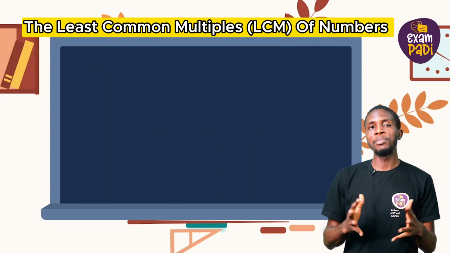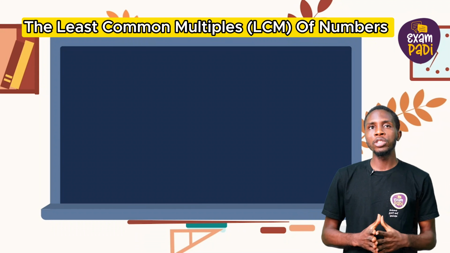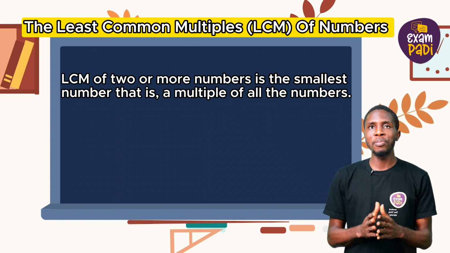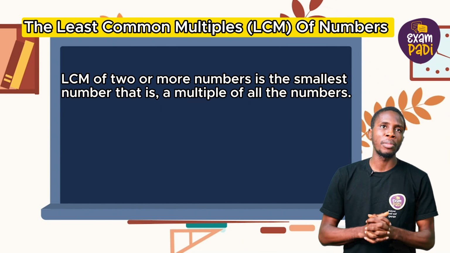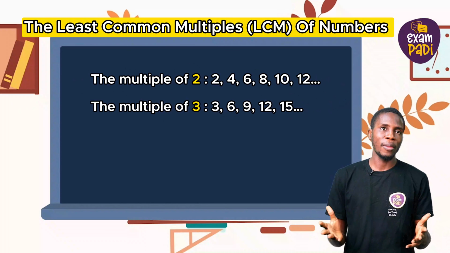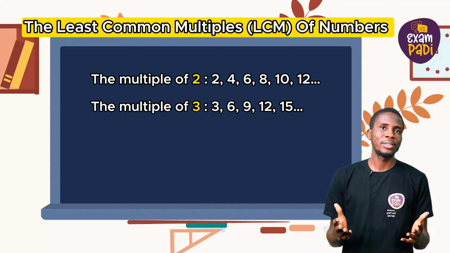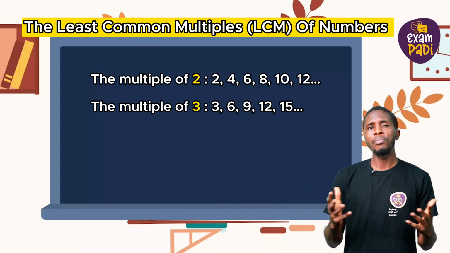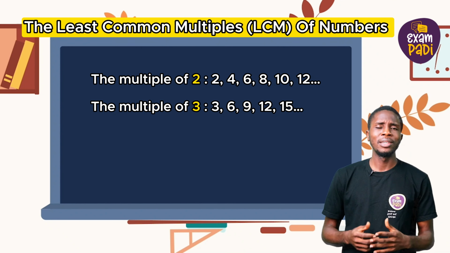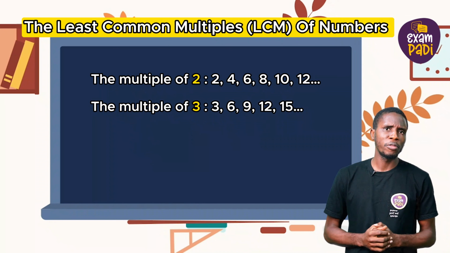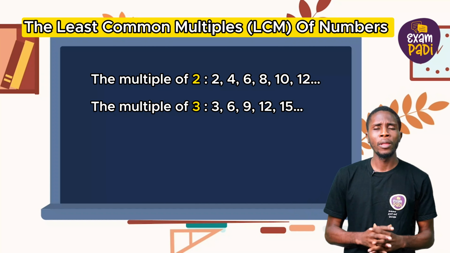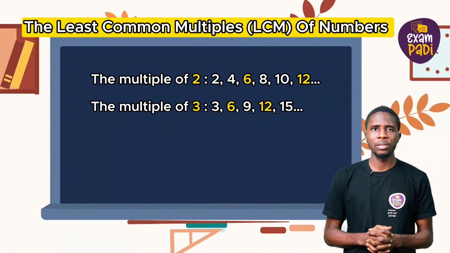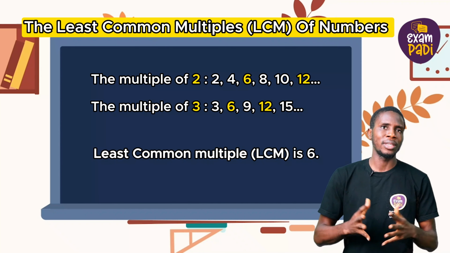Let me take you back to your primary class. The least common multiple, also known as LCM, of 2 or more numbers is the smallest number that is a multiple of all the numbers. The multiples of 2 are 2, 4, 6, 8, 10, 12, and so on. The multiples of 3 are 3, 6, 9, 12, 15, and so on. Notice that 6 and 12 are the common multiples of 2 and 3, but the least common multiple is 6.